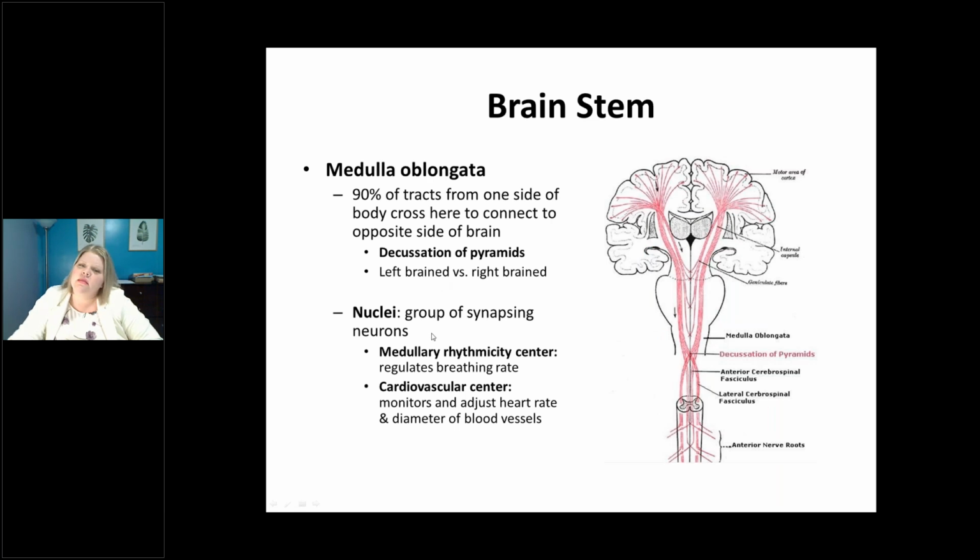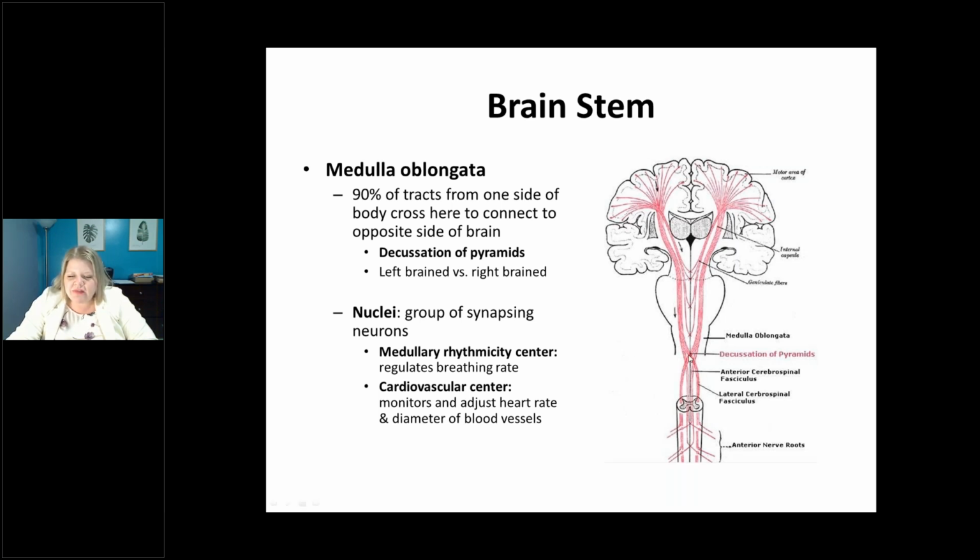Okay, so the brainstem has the medulla oblongata as the most inferior aspect. 90% of the tracts, the sensory tracts that are ascending to the brain, will cross at this region in the medulla oblongata. And this is called the decussation of pyramids, where there's the most crossing happening.